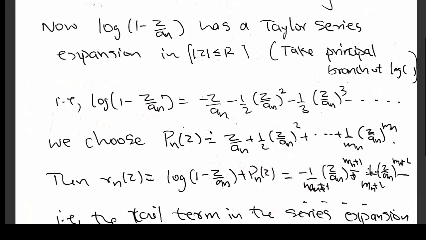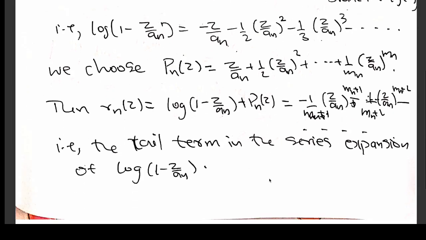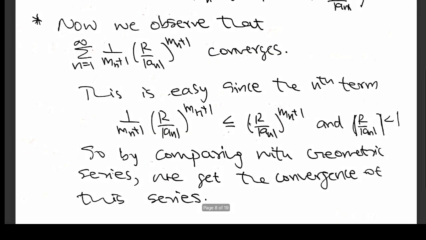Now choose Pn(z) to be the negative of this up to finitely many terms. So you take z/an plus etcetera, up to some mn. I can choose any mn for the time being. So now Rn(z) is log of this plus Pn(z), that is only the tail term, because this is an infinite series and this is the negative of the truncated part of that. The sum will be the tail term of this infinite series. So that is the tail term of the series expansion of log(1 - z/an).